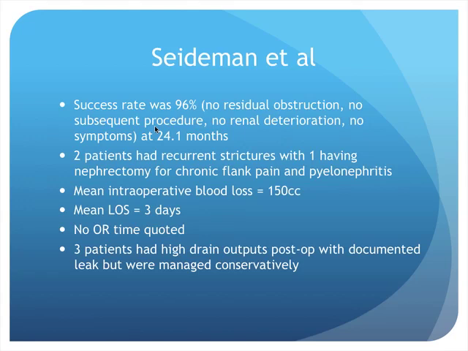2 patients had recurrent stricture, with one having a nephrectomy in the end for chronic flank pain and pyelonephritis. Their mean intraoperative blood loss was 150 cc's, and length of stay was 3 days. They didn't quote any OR times, however. 3 patients had a leak postoperatively, but were managed conservatively with a stent and Foley catheter.